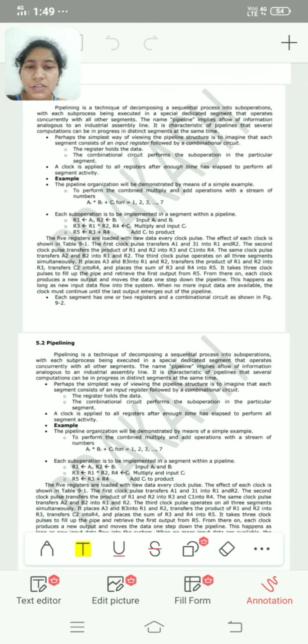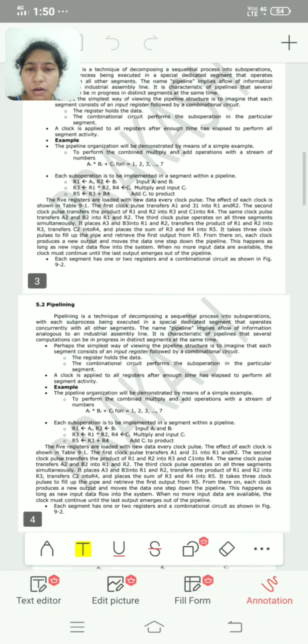Perhaps the simplest way of viewing the pipeline structure is to imagine that each segment consists of an input register followed by a combinational circuit. The register holds the data. The combinational circuit performs the suboperation in the particular segment. A clock is applied to all registers after enough time has elapsed to perform all segment activities.